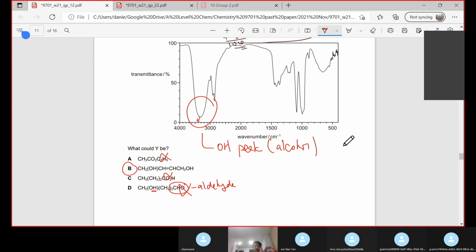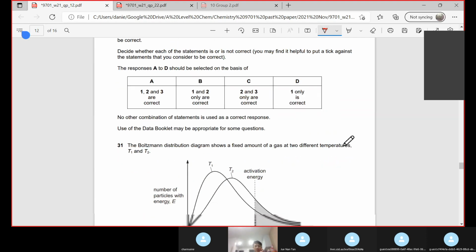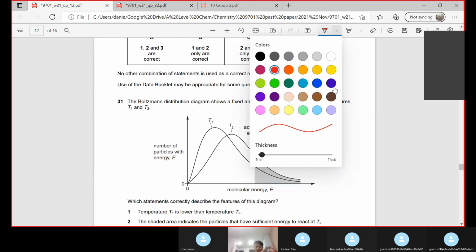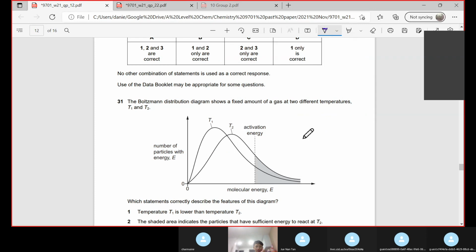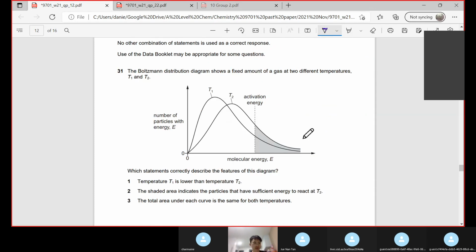Okay, then 31. For this type of question, you are not going to encounter it in your coming exam already. However, I plan to discuss it with you guys. Okay, 31. Which statement correctly describes the features of this diagram?